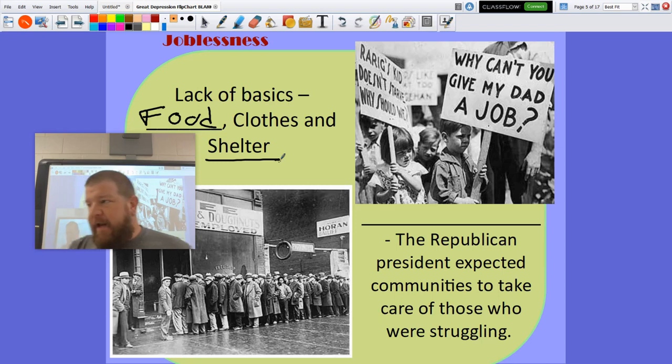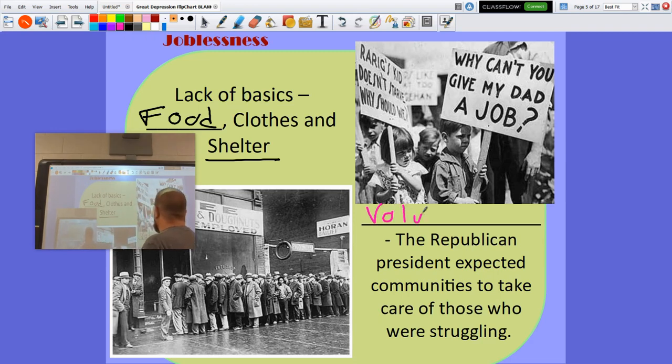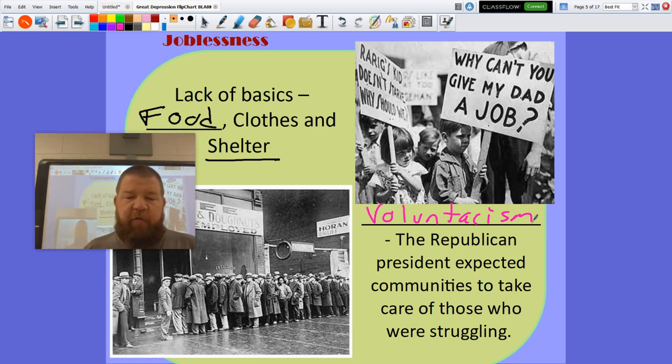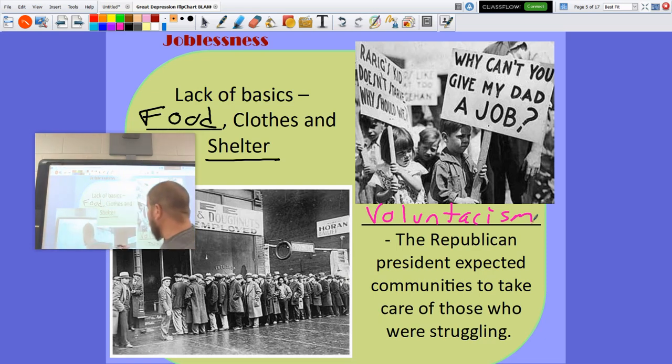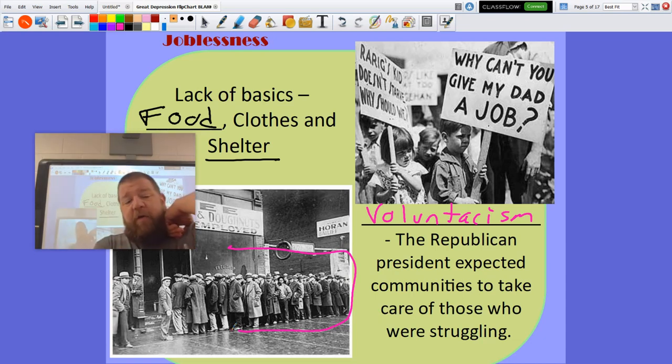Well, there was an idea that was being kicked around in the Republican political party in conservative circles, and it was called voluntarism. So what is voluntarism? Voluntarism basically says that communities should rise up and take care of those people that are struggling themselves. And a lot of communities really try to do this. This is people setting up free coffee and free donuts for the unemployed. It's a business saying, hey, here's free coffee, here's free donuts.